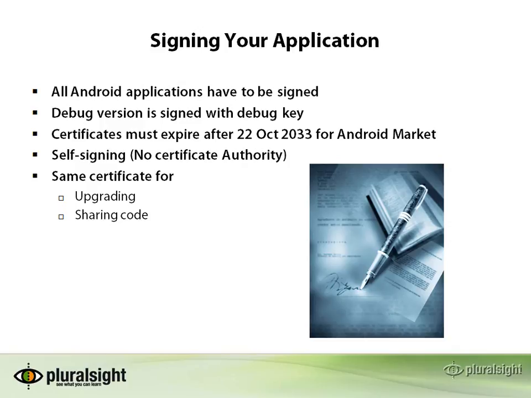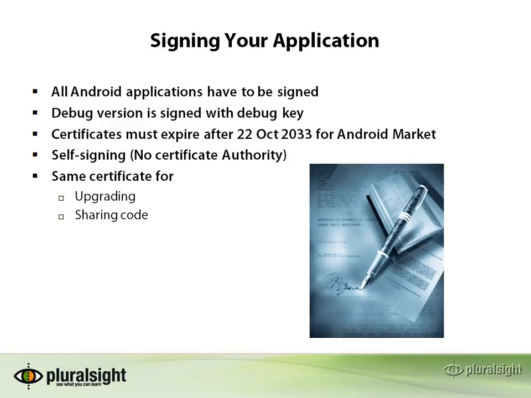So another thing that we need to consider here when signing, especially in regards to the Android market, is that their certificates need to expire after the 22nd of October 2033 for the Android market. So if you want to publish your application out there, and I'm assuming that you do, then we'll need to keep that in mind. So anytime you're creating a certificate, just remember that you'll need to push it pretty far out there.